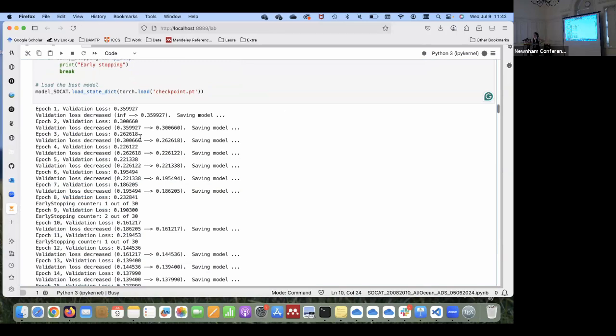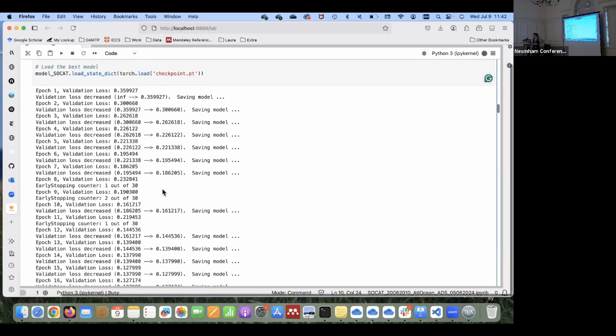Basically, all you can see is that the validation loss has decreased, so it saves the model because it means it's training. Whenever it increases, it starts counting with the early stopper. At the point where the validation loss just doesn't decrease anymore, the early stopper truncates the training.